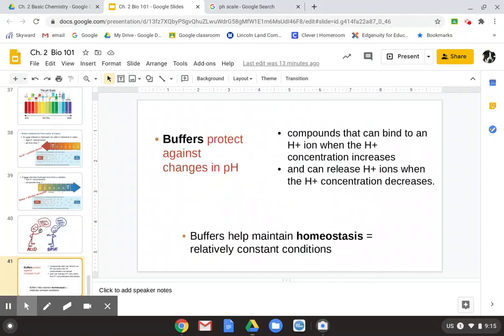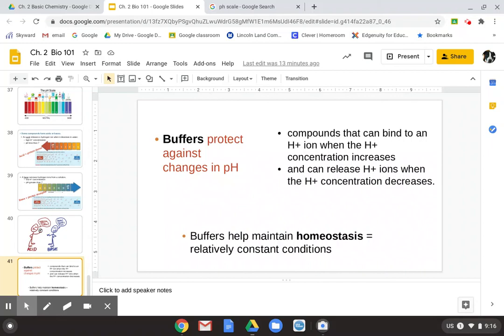And the last one is about a buffer. The job of a buffer is to protect against changes in pH. They are compounds that can bind to a hydrogen ion when the hydrogen concentration increases, or they can release a hydrogen ion when the concentration decreases. So they're really good at playing this catch game. It says buffers help maintain homeostasis, keeping relatively constant conditions.